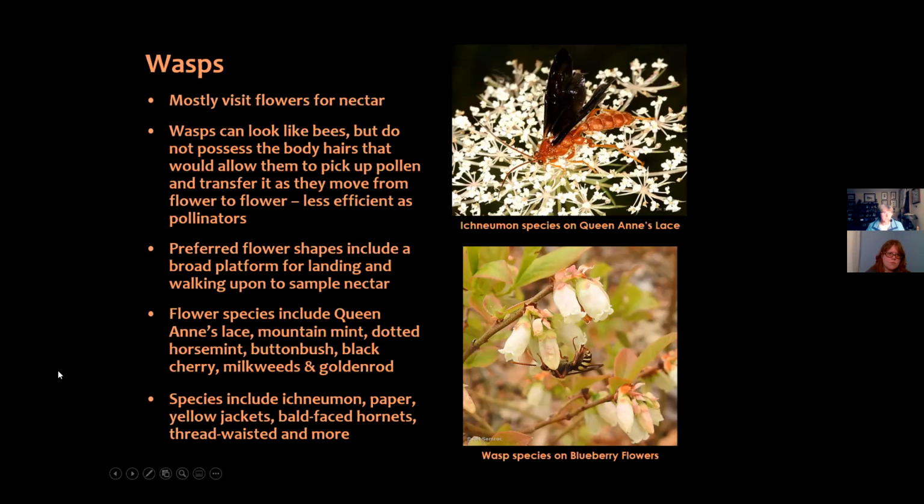So Queen Anne's lace, the mountain mints, dotted horsemint, buttonbush, some of our tree flowers are ones that they will look for nectar on, milkweeds and goldenrods. And then again, in this lower picture, you see a wasp working the blueberry flowers. They can stick their head down in. They probably can't totally reach where the nectar is, which is way down here, but they may be able to get some pollen on their antenna and such, and then potentially pass it on.